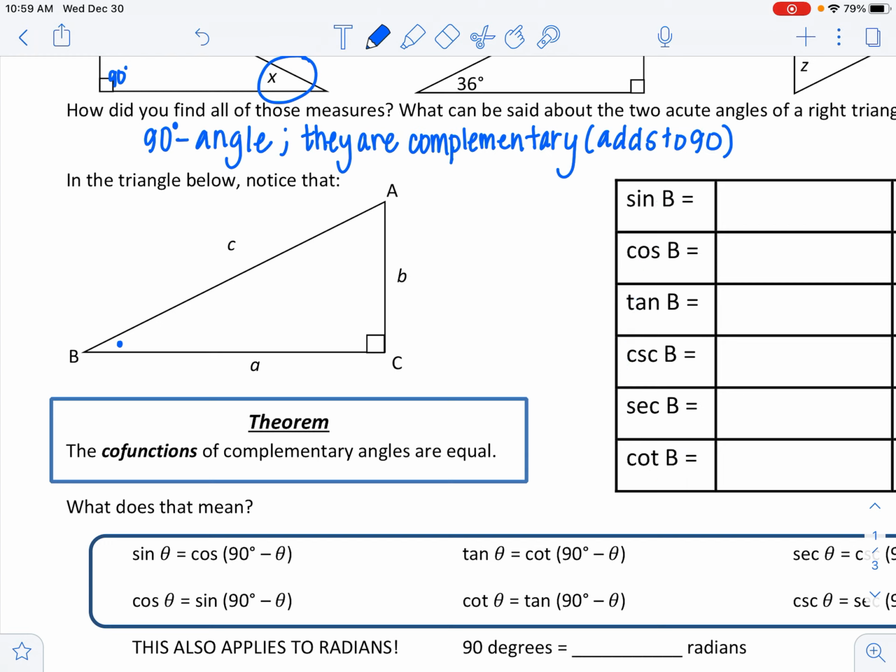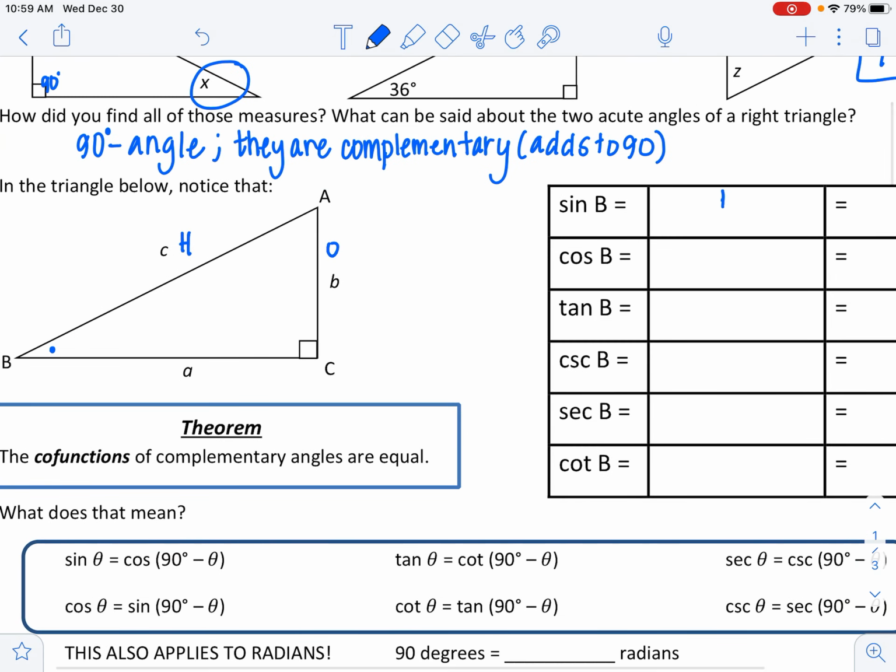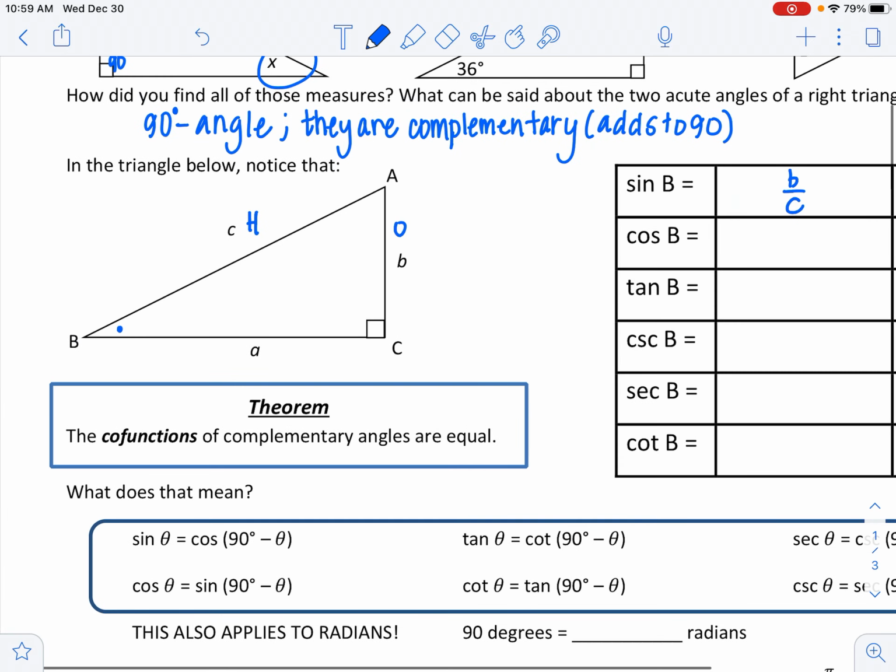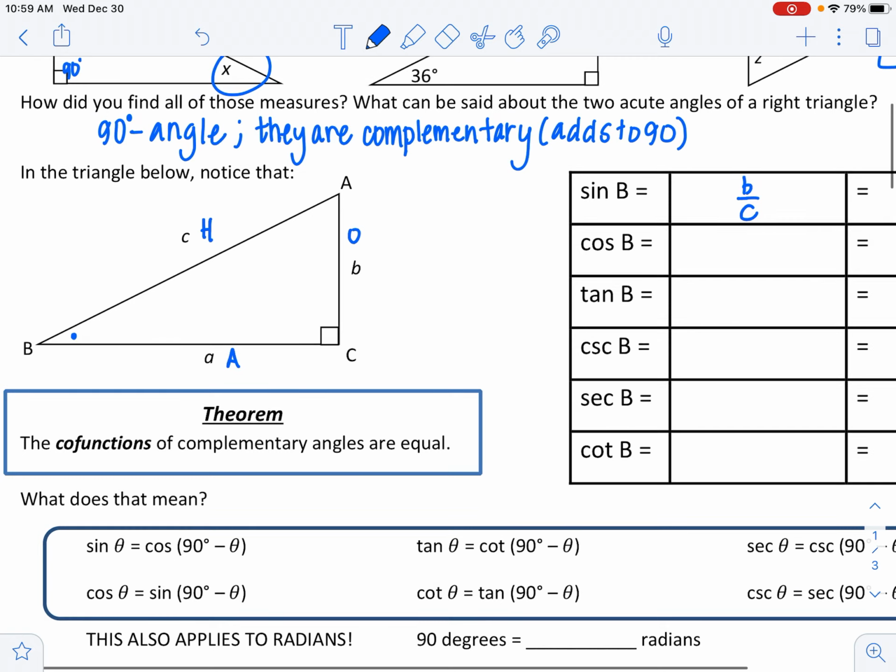So I want the sine, which is the opposite side over the hypotenuse. So that's b over c. Then I want the cosine. That's the adjacent side over the hypotenuse. That's a over c. Tangent's opposite over adjacent, so that's b over a.